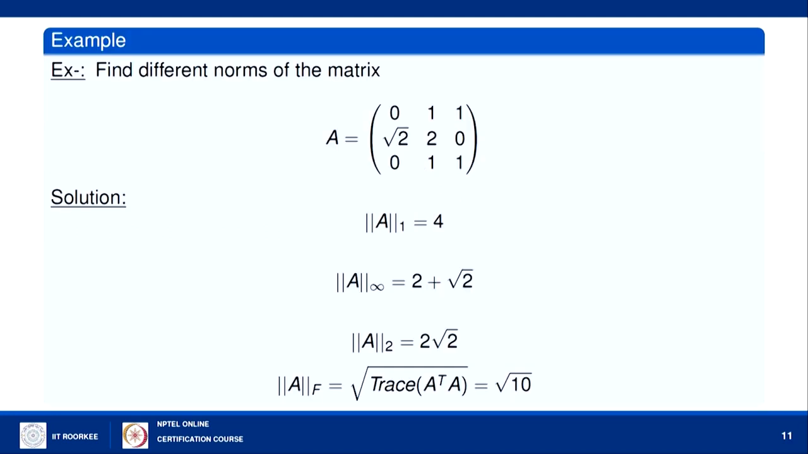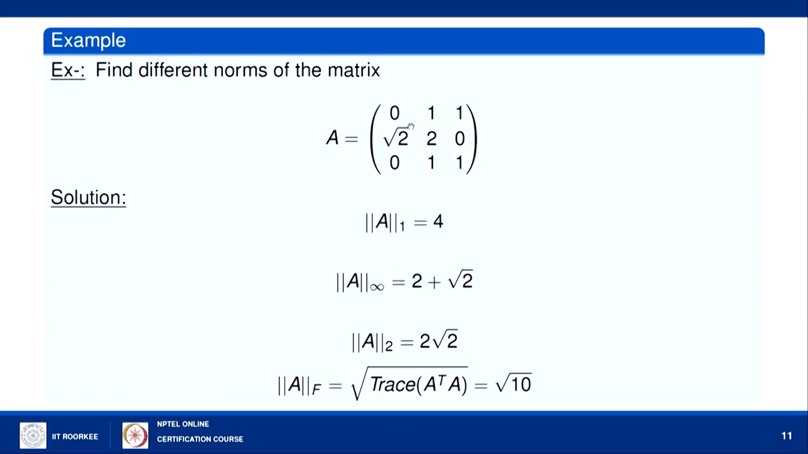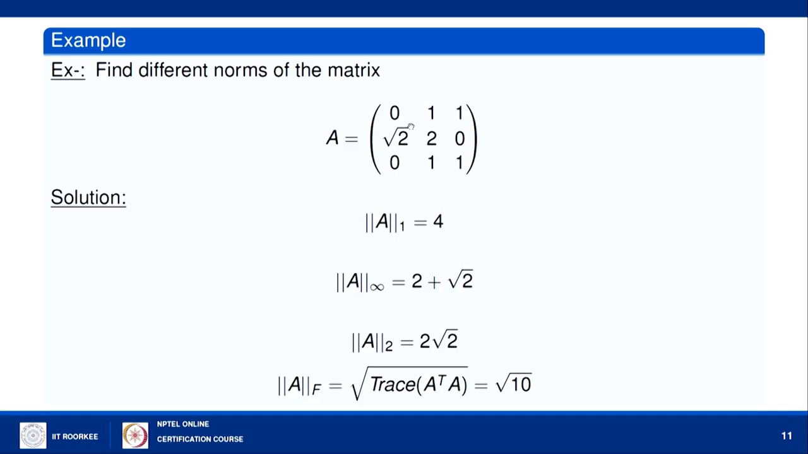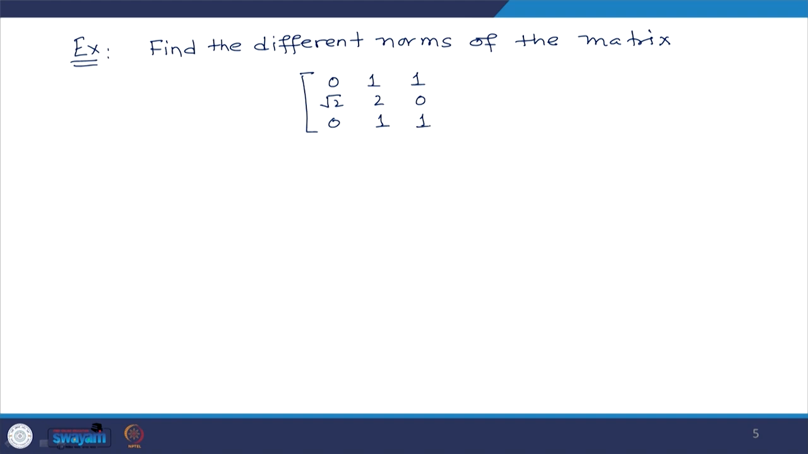So, let us take an example. Find the different norms of the matrix. My example is the matrix whose first row is 0 1 1, second row is root 2 2 0, and third row is again 0 1 1. So, let us say this is my matrix A.